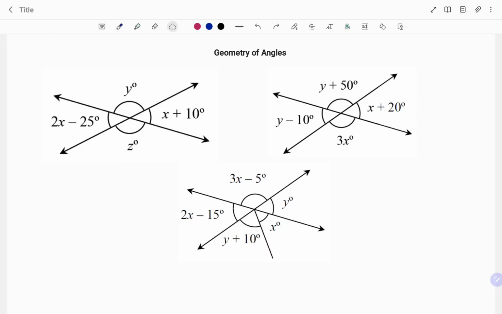In this video, I'm going to show you how to find the values of x, y, and z using various geometry of angle rules or theorems.